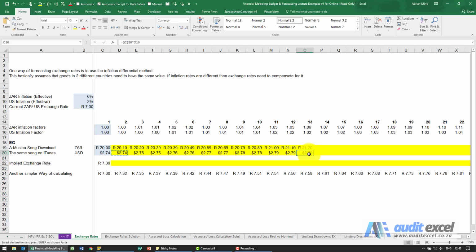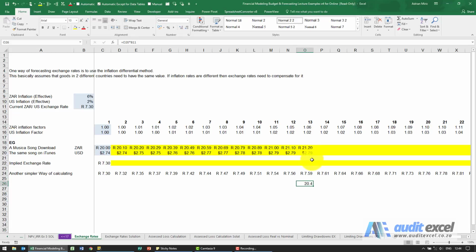Now, because we're clever consumers, what we may try and figure out is, okay, let's use $2.79 and multiply it by the exchange rate. And you'll discover that if we bought this song from the US at the exchange rate, if it stayed the same, it would be cheaper to buy it there than to buy it in our home country. So the logic of inflation differential is then everyone recognizes this, everyone starts buying from the US. As more and more rands leave the country, the exchange rate has to weaken.